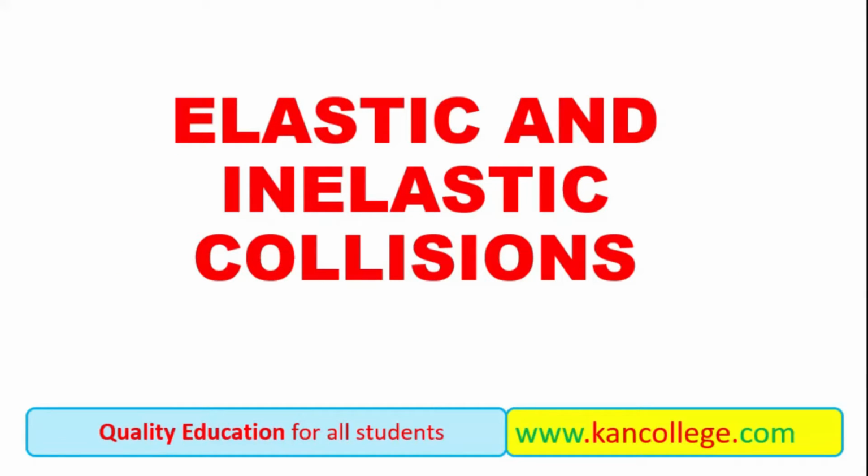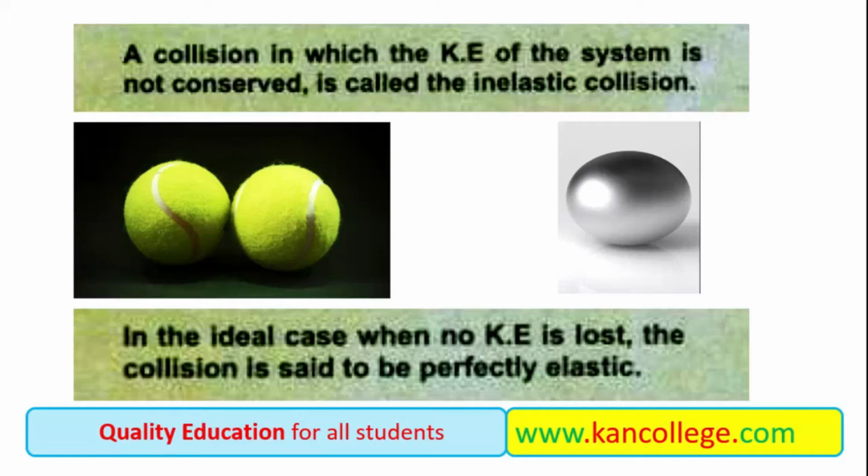Elastic and inelastic collisions. A collision in which the kinetic energy of the system is not conserved is called an inelastic collision. For example, when two tennis balls strike or collide with each other, their shape deforms and they get compressed during the impact process. And during this reshaping or deformation, the atoms of the materials of the balls slide or slip over one another and get rubbed with each other.